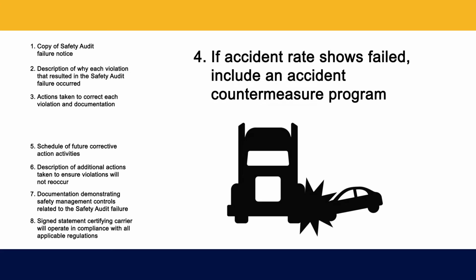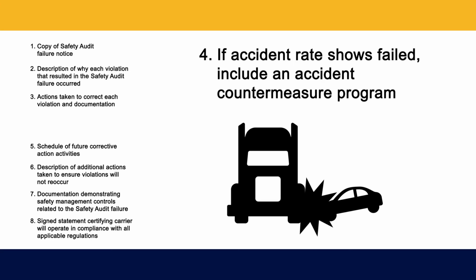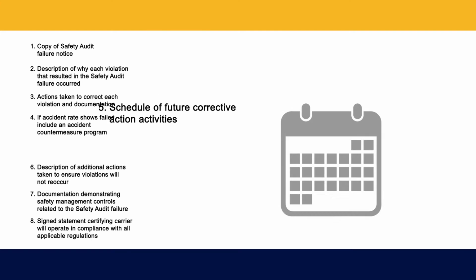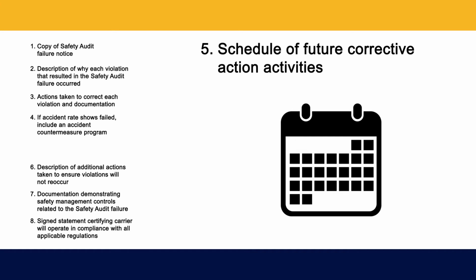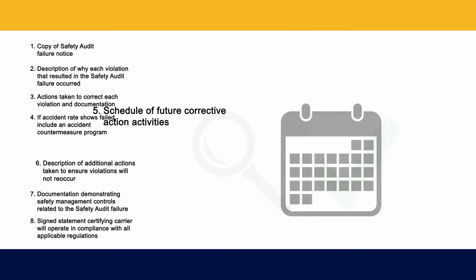If you failed your safety audit due in part to an unacceptable accident rate, include an accident countermeasure program as part of your submission. The program should include, at minimum, defensive driving training, identification of causative factors, and preventative measures implemented to reduce crashes. If your corrective action plan includes actions that will be conducted in the near future, such as training or purchasing of computer programs, include a detailed description of the activity and a schedule of when the activity will begin and when it will be completed.